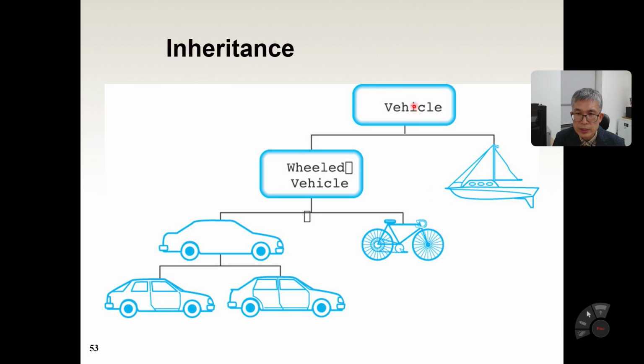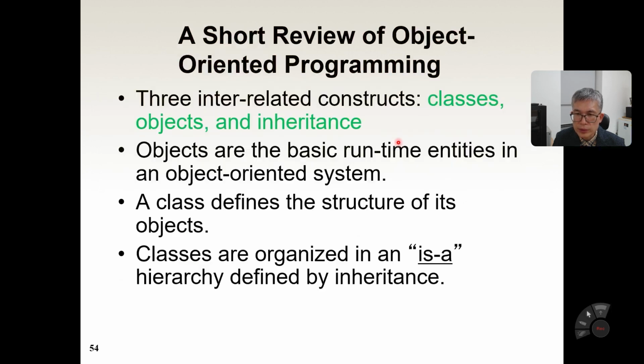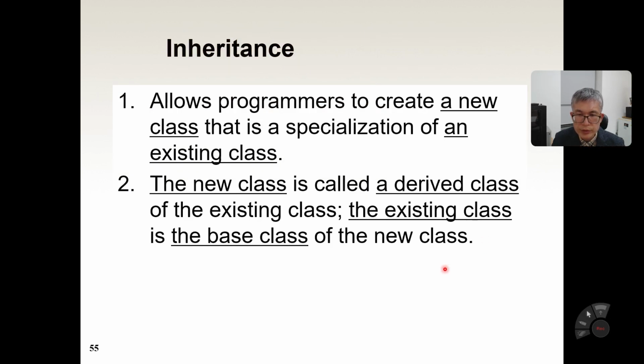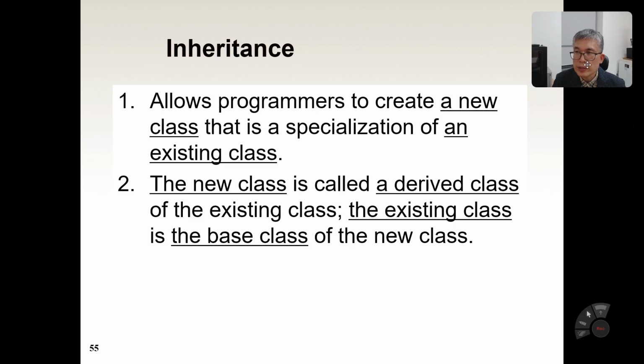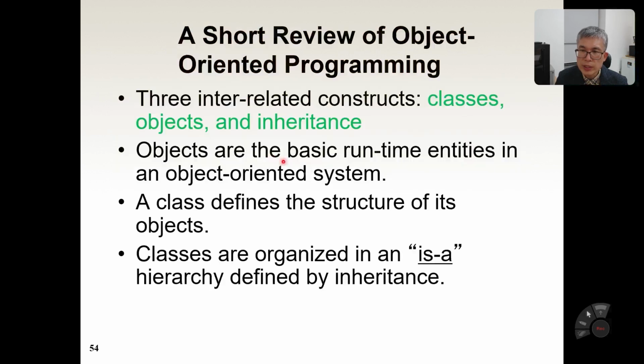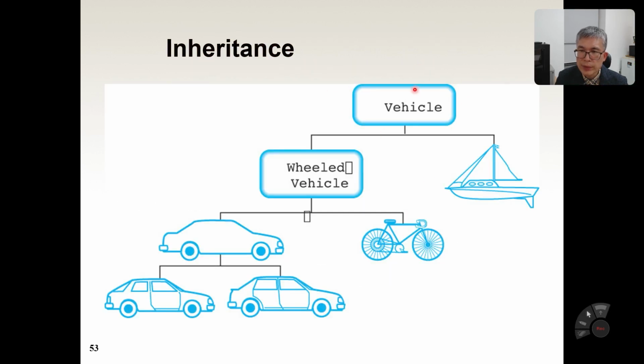Vehicle, so wheeled vehicle is a child of the vehicle, so this is called the is-a hierarchy, defined by inheritance. So for inheritance, there are two things we need to remember. First, it allows the programmer to create a new class that is a specialization of an existing class. So we can inherit member variables and member functions.